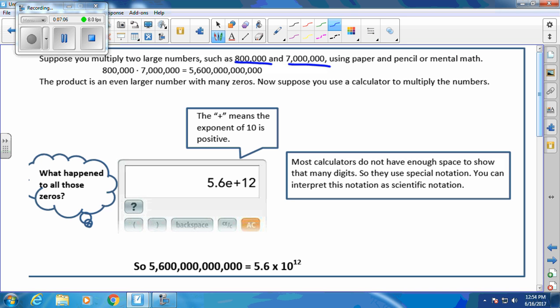So what would happen is your calculator would probably write it in scientific notation for you if you have a scientific calculator. They're giving us an example of what a calculator would look like in scientific notation. They're showing us here that most calculators do not have enough space to show that many digits, so they have special notation, which is scientific notation. We talked about this in class already, that the 5.6 E positive 12 is the same thing as 5.6 times 10 to the 12th.